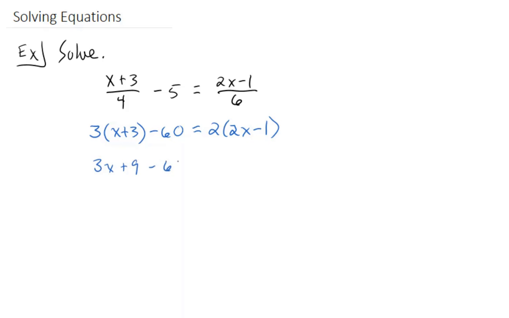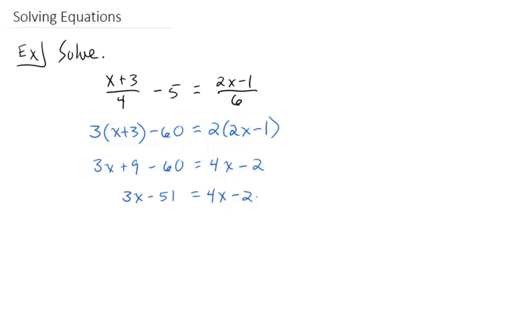I'll just bring down my minus 60. And on my right, I'll distribute the 2. And then on the left, I can combine the 9 and minus 60. So I have 3x minus 51, and just bring down my right side. So again, I want to emphasize that you notice that every time I'm bringing down the complete equation, whether it's changing or not, if it doesn't change, I just copy it down. It's a really great habit to get into.